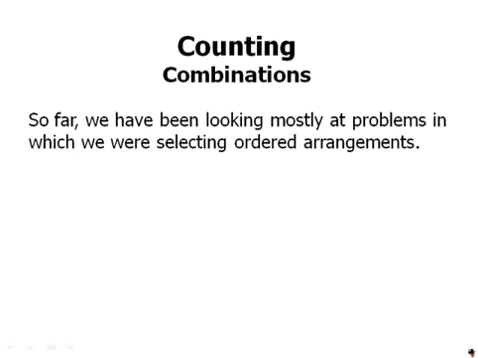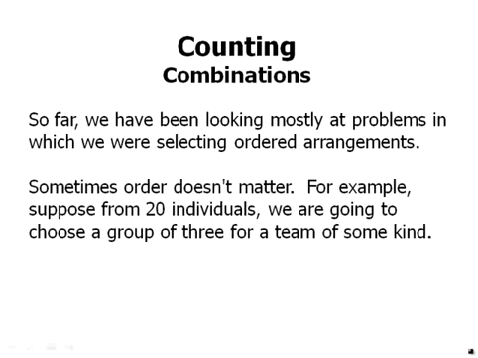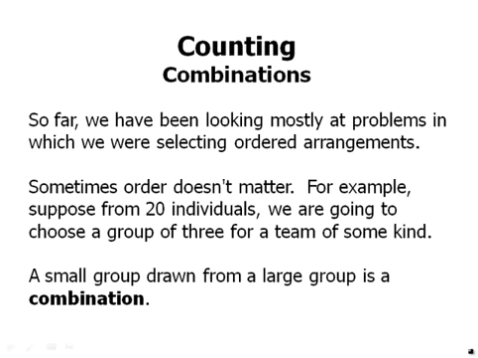Combinations. This is a fun topic. So far we have been looking mostly at problems in which we are selecting ordered arrangements. Sometimes order doesn't matter. For example, suppose from a group of 20 individuals we're going to choose a group of 3 for a team of some kind. A small group drawn from a large group is a combination.